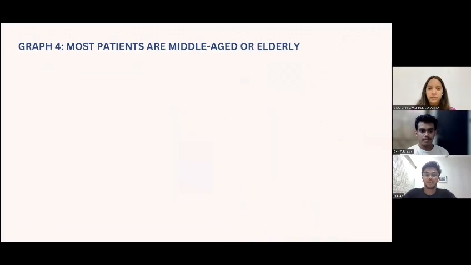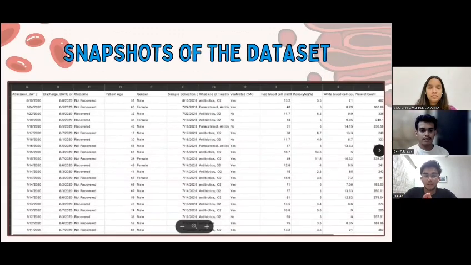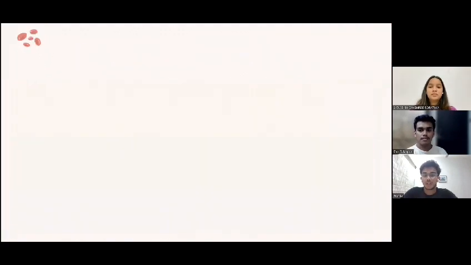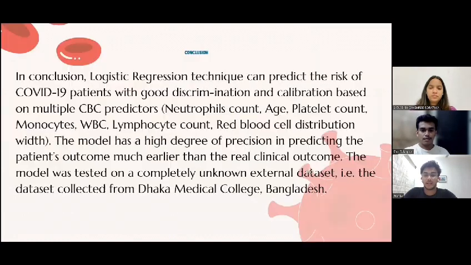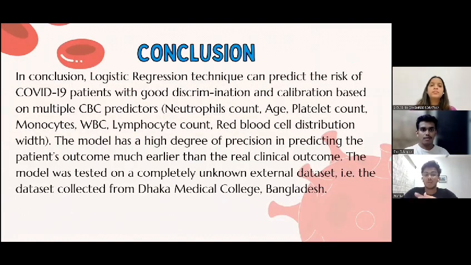Now Manav will take over. This is a snapshot of the data set we used in the machine learning model, taken from Kaggle. In conclusion, the logistic regression technique can predict the risk of COVID-19 patients with good discrimination and calibration based on multiple CBC predictors. The model has a high degree of precision in predicting the patient's outcome much earlier than the real clinical outcome. The model was tested on a completely unknown external data set.